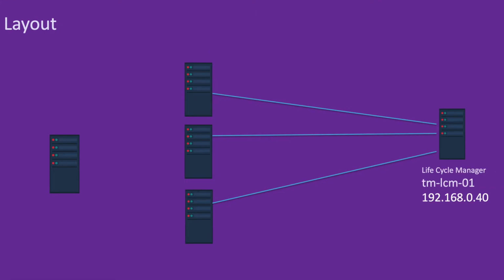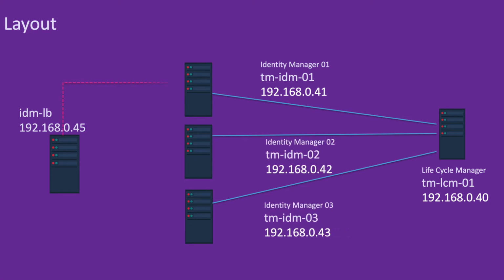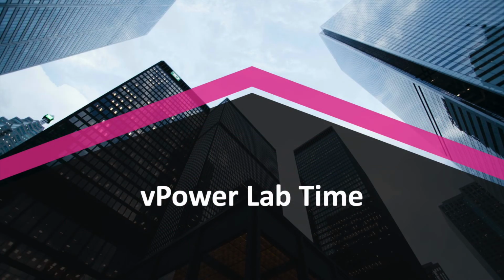Now I'm going to deploy the lifecycle manager, and later on I'll deploy all three nodes of my identity manager from lifecycle manager. I have my load balancer also ready. I'll make sure the load balancer web is ready and all the DNS entries are done. Using that, my lifecycle manager is going to push the three nodes, and the load balancer is using the communication to all the other nodes. Without wasting much time, let's jump into the lab.